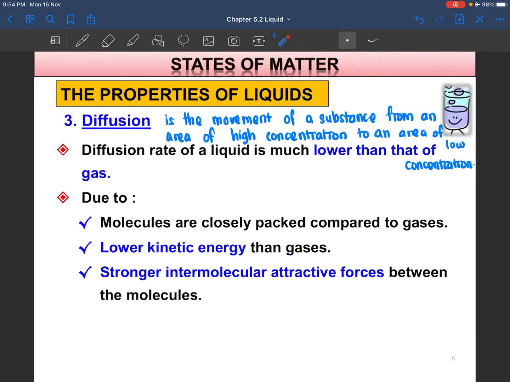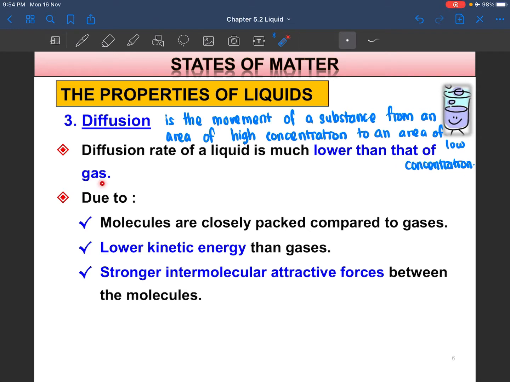Okay, tengok properties yang seterusnya iaitu diffusion. Siapa yang belajar bio dia tahulah diffusion ni apa. Siapa yang tak belajar pun, okay, kita belajar sekarang. Diffusion is the movement of a substance from an area of high concentration to an area of low concentration. So kiranya diffusion ni adalah pergerakan molekul tu daripada satu kawasan yang high concentration kepada kawasan yang kurang concentration.